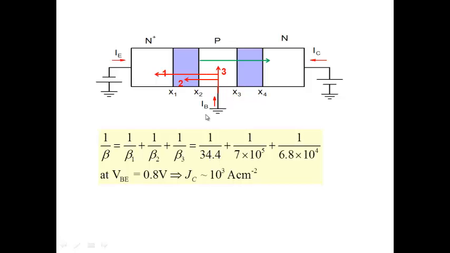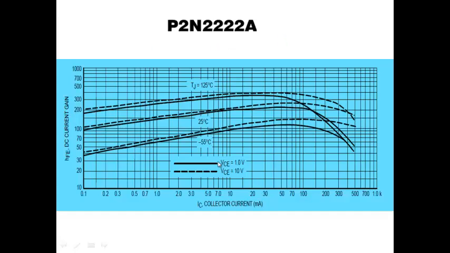Of course, one can alter the base doping, one can change the thicknesses here, and instead of 34.4, we can get 70, 80, 100, 200. That's all part of the design of a bipolar transistor. All right, let me show you now. Let's see whether with all this background we can understand the current gain for an actual bipolar transistor.